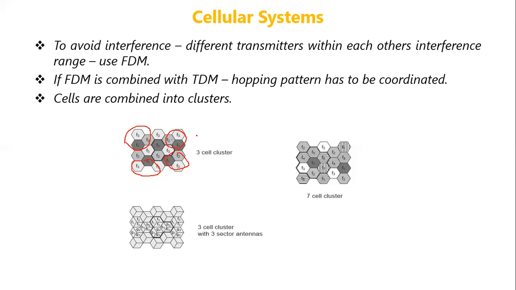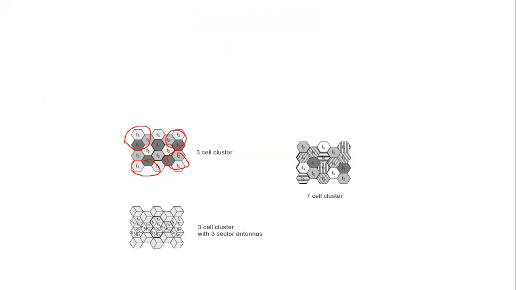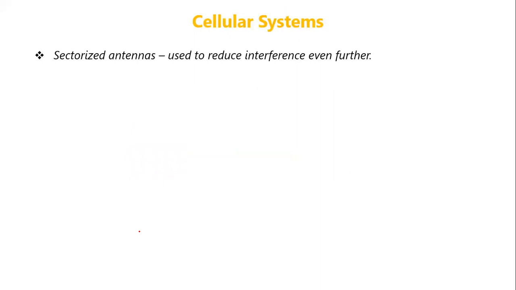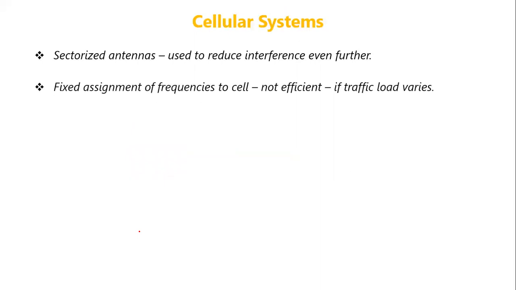The transmission power of the sender has to be limited to avoid interference with the next cell using the same frequency. And to reduce the interference further, you can use something called a sectorized antenna, which is shown in this diagram. So this is how interference can be reduced, either by clustering or by using sectorized antennas. Sectorized antennas can be used to reduce interference even further.